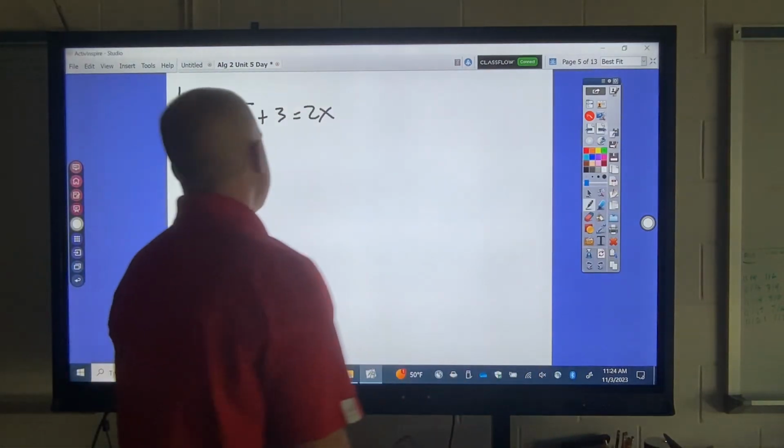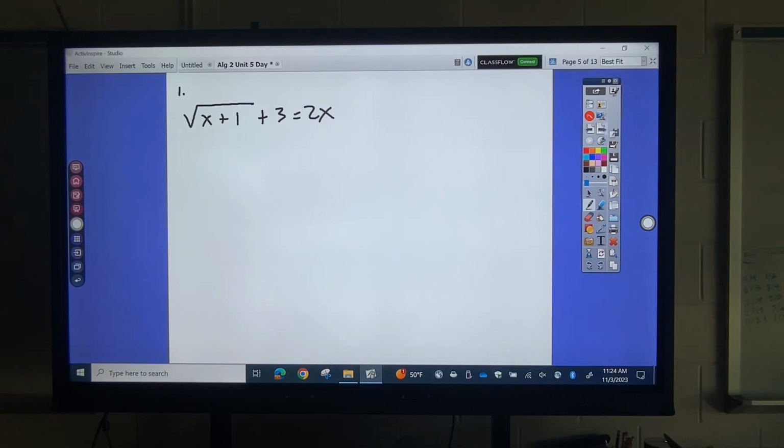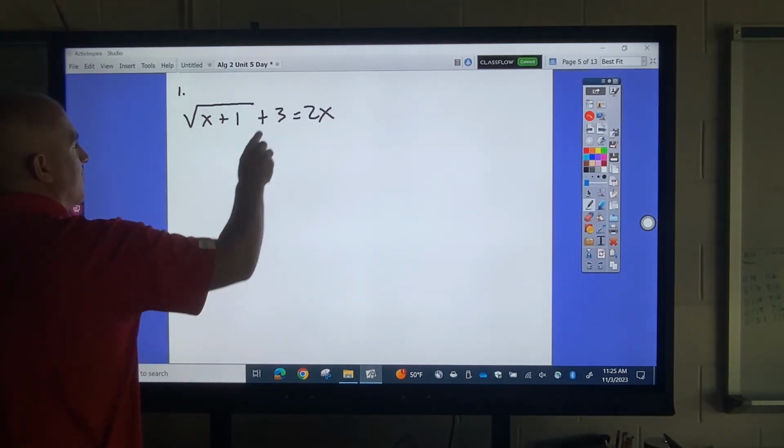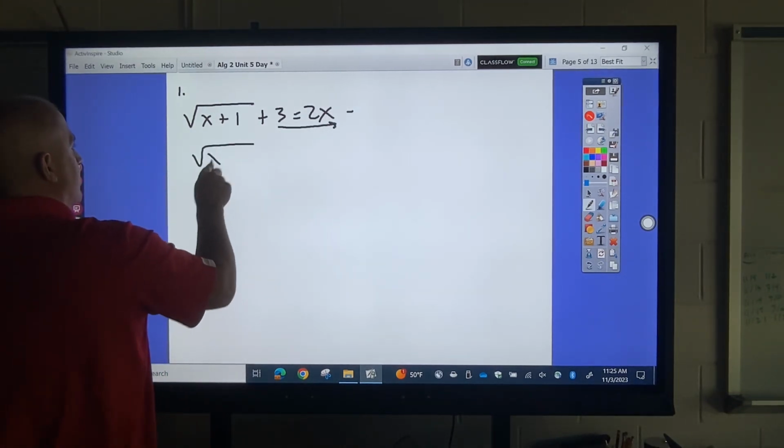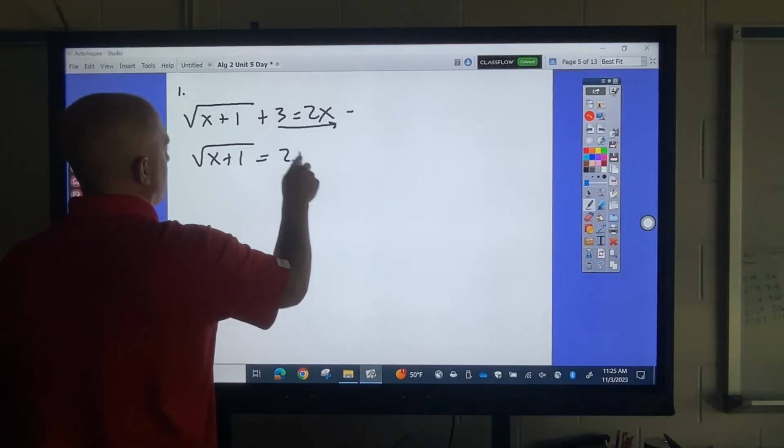All right, now let's get into these. A little bit more of an issue here. What you want to try to do, and it doesn't work out all the time, is move this over to the other side. Try to isolate the radical. So I've got this equals 2x minus 3.